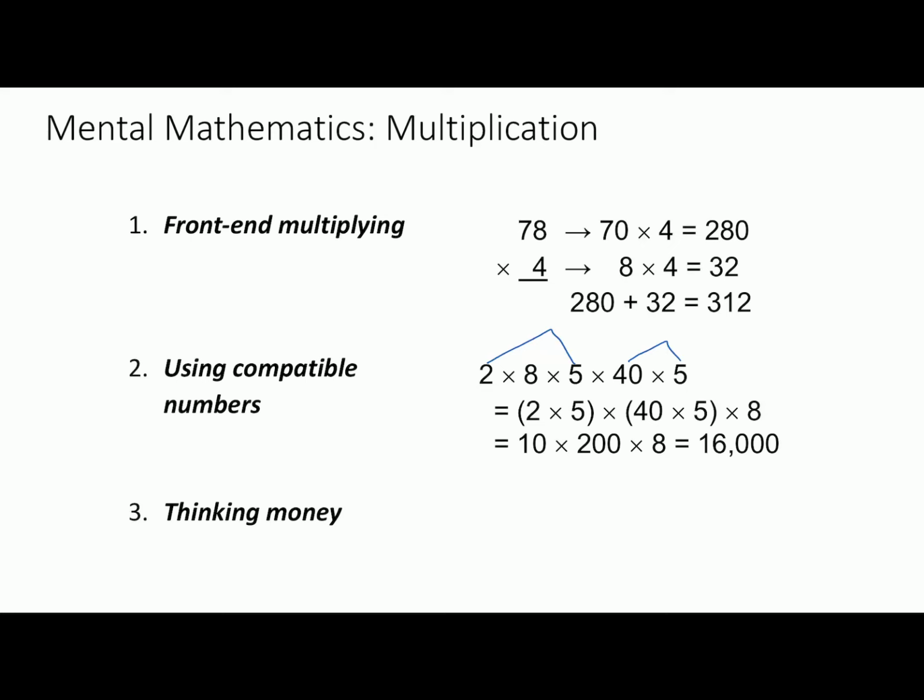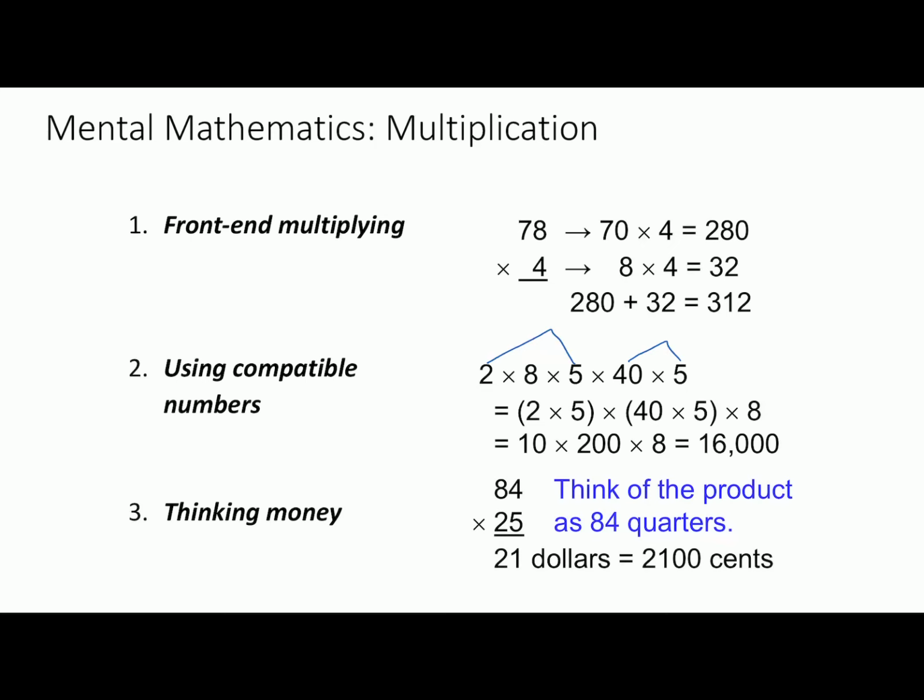Think money. Okay, a lot of times it helps to think money. So if I wanted to ask a kid what 84 times 25 is, well, if we think of 25 in terms of quarters, every time I get 4 quarters, I get $1, right? So 84 quarters, if I divide 84 by 4, that's $21. And then I need to convert back to cents because I'm thinking of this as 25 cents. So $21 is 2,100 cents.